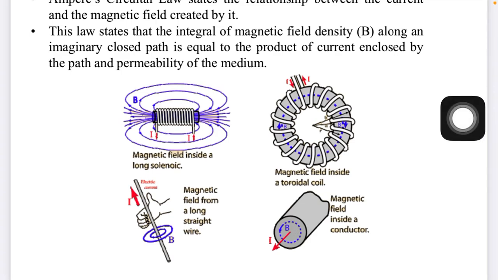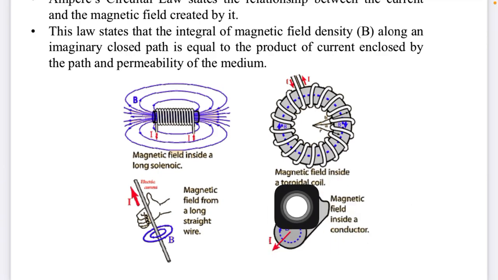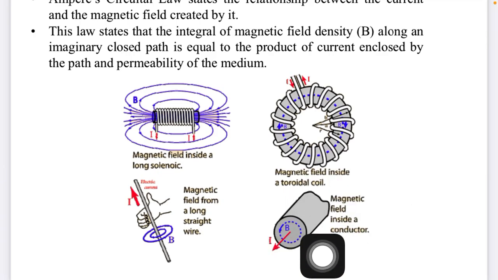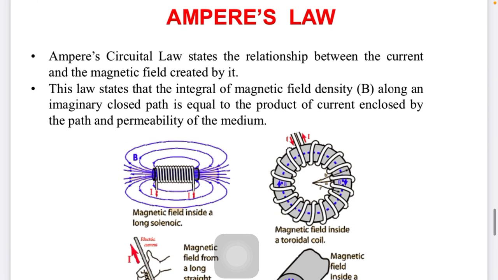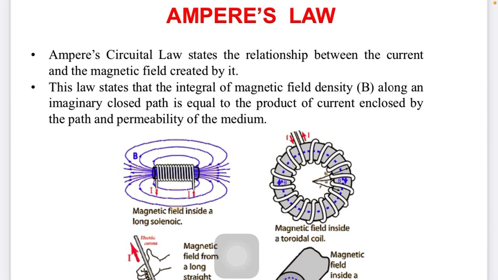Magnetic flux inside the conductor, you can see over here, this is B, the magnetic field strength, and I is a current. Here is also a magnetic field B around a long straight wire, right? The thumb indicates the direction of current, the fingers indicate the direction of the magnetic field. So Ampere's law is the relation between current and the magnetic field created by it.